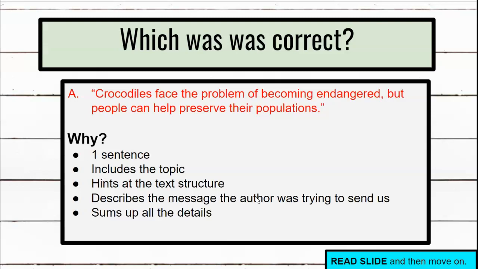If you said the answer was A, you are correct. Crocodiles face the problem of becoming endangered, but people can help preserve their populations. Why is this the best answer? Because it includes our topic, crocodiles. It hints at the text structure by mentioning the problem and solution, and it describes the message that the author was trying to send us, which is trying to inform and persuade us about what's happening to the crocodiles and what we can do. It sums up all of the details in one single sentence.